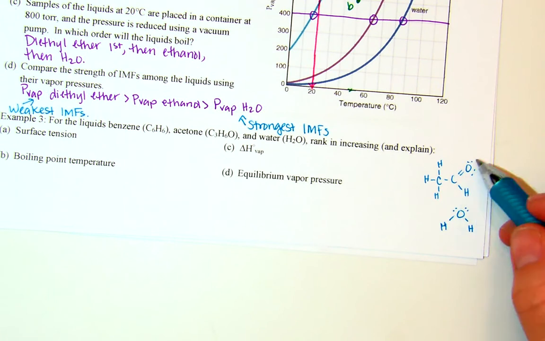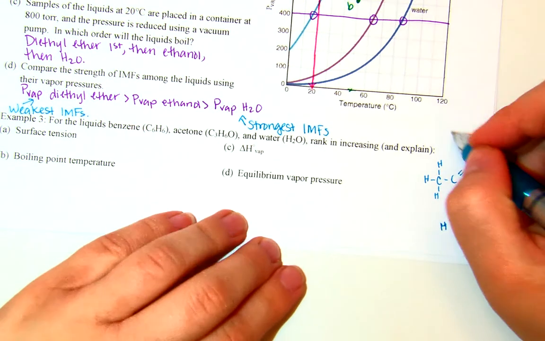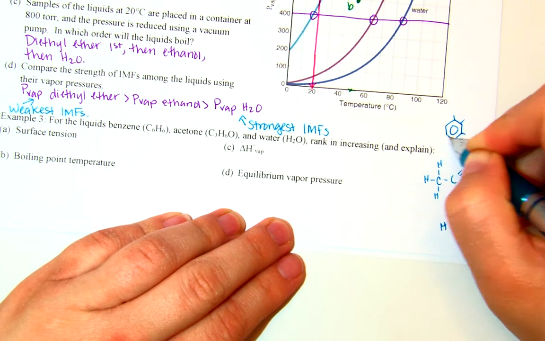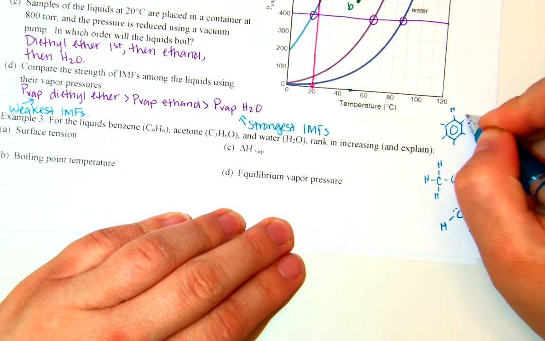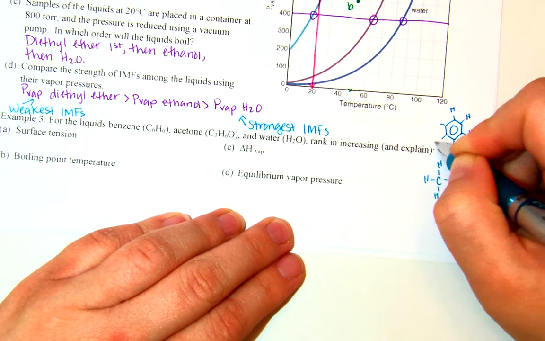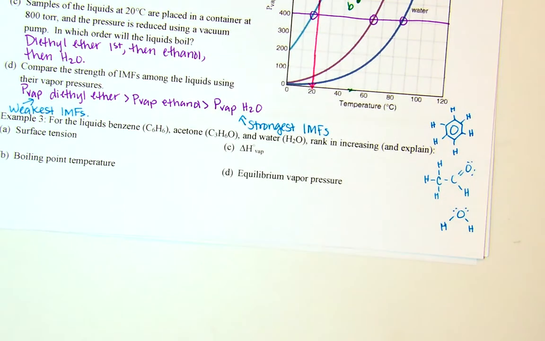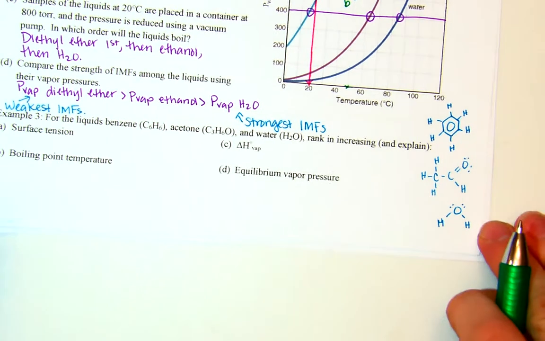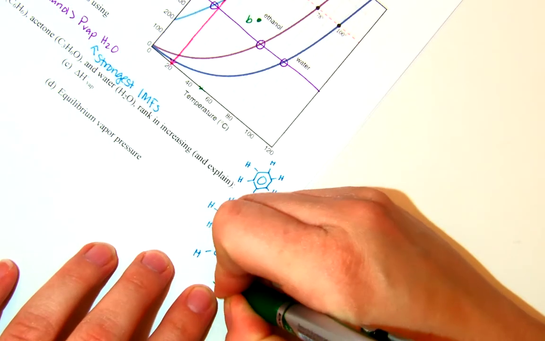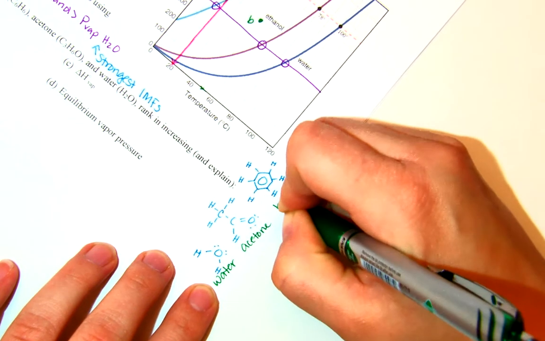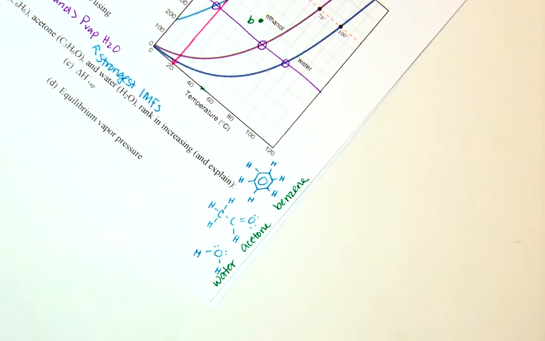This is just dipole-dipole. And then benzene, remember, is the one that had all those resonance structures before. This is totally symmetrical. So for benzene here, the only IMF we have, and the strongest one, is London dispersion forces. So this is going to be your water. This is your acetone. This is your benzene. Okay, so now that you have those Lewis structures, please pause the video and rank those.